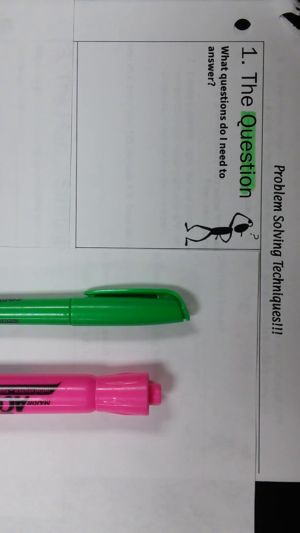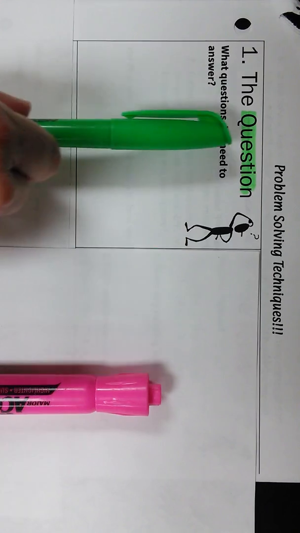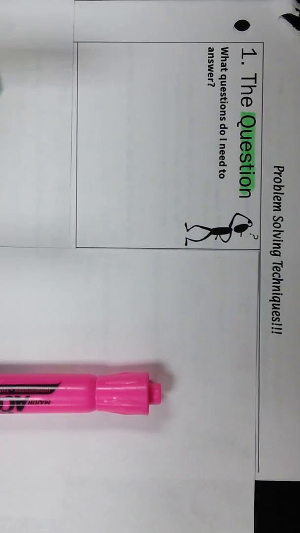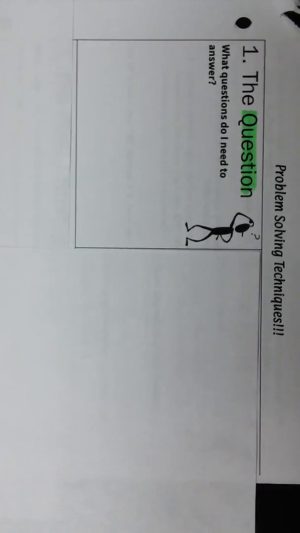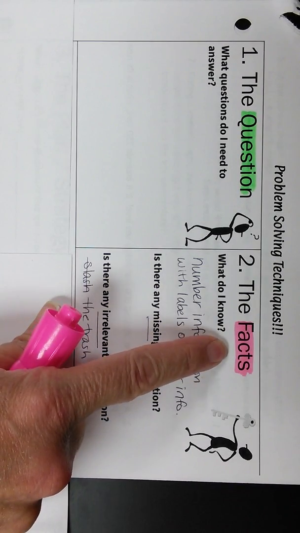The question is, what questions do I need to answer? So you're going to highlight that in one of those colors. You can choose which one, but make sure you highlight the question that you're going to answer in that color. The next thing that you're going to highlight from the problems are all of the facts.